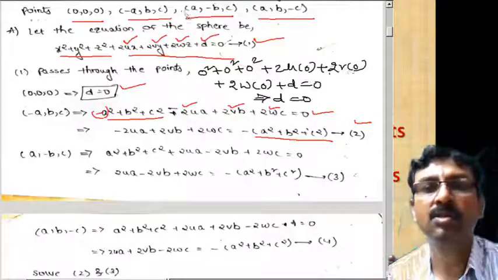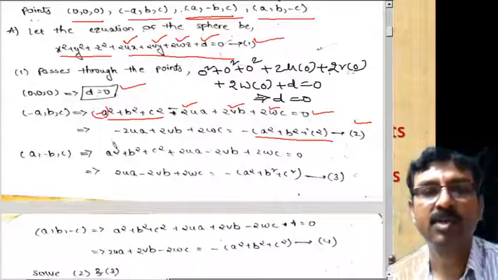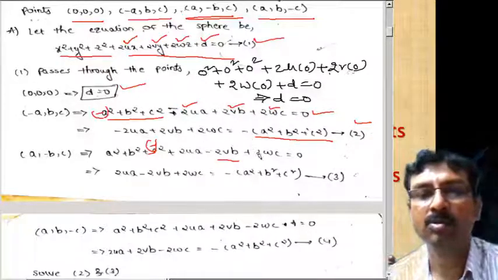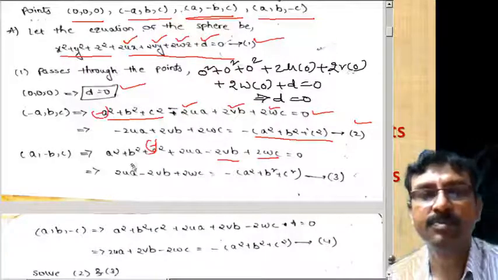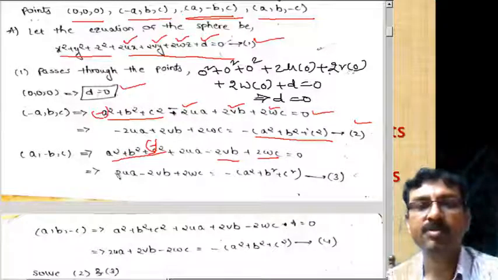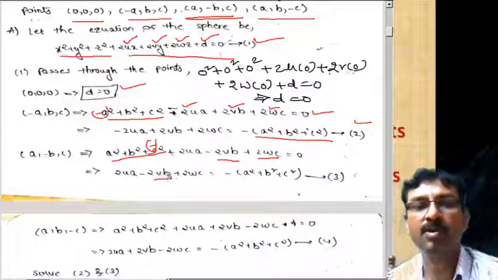Similarly, substituting a, -b, c, we get a square plus b square plus c square plus 2ua minus 2vb plus 2wc. Shifting a square plus b square plus c square to the right side, the remaining left side terms are 2ua minus 2vb plus 2wc equal to minus of a square plus b square plus c square. This is equation 3.